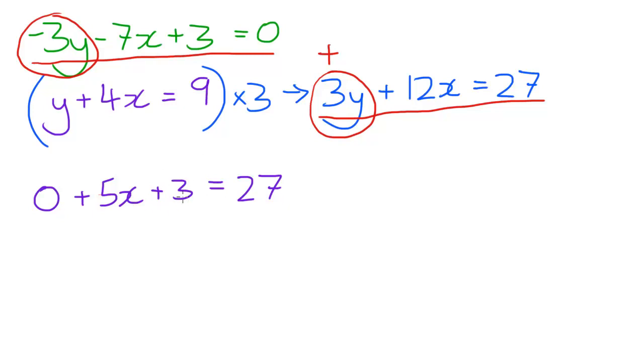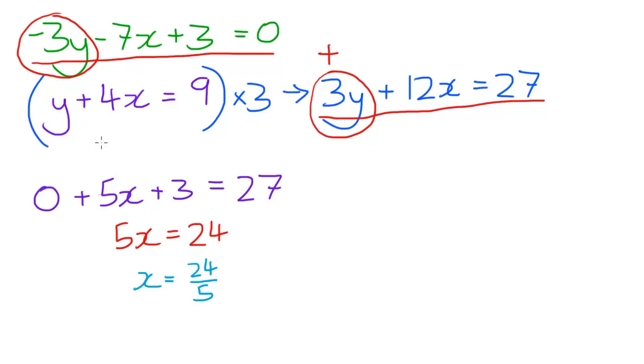So let's take away 3 from both sides. We get 5x is equal to 27 take away 3, which is 24. We haven't really got a nice number here, but x is going to be equal to 24 over 5. So we have our x value for where these two lines intersect. That's the whole objective of this. So where do these two intersect? Well, the x value is going to be 24 over 5.